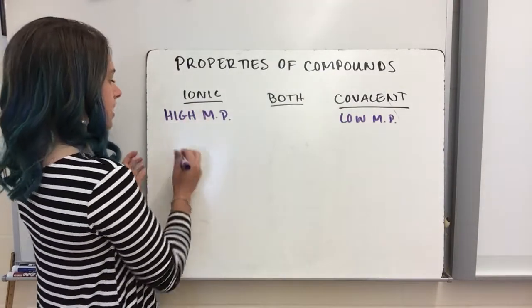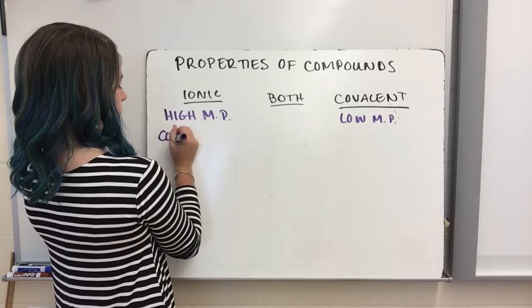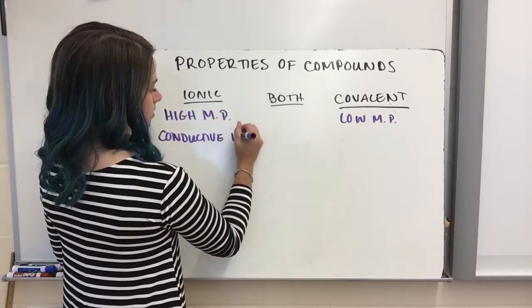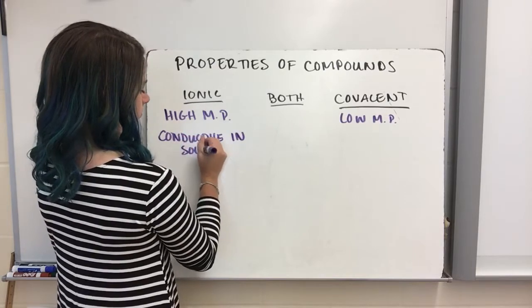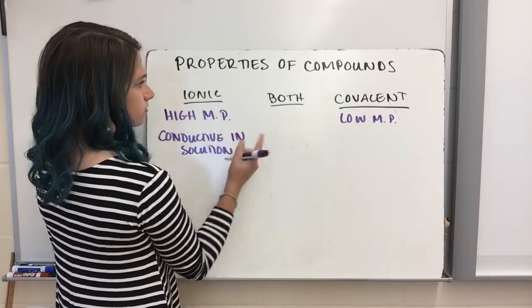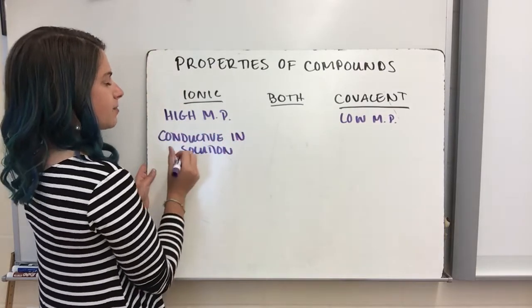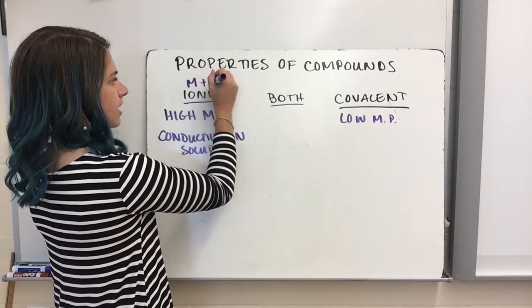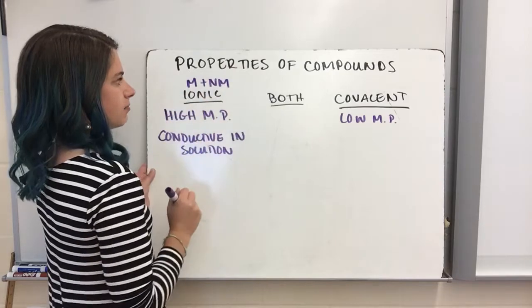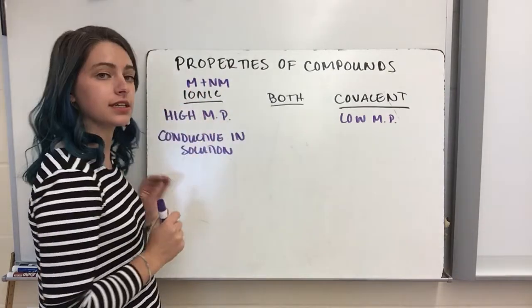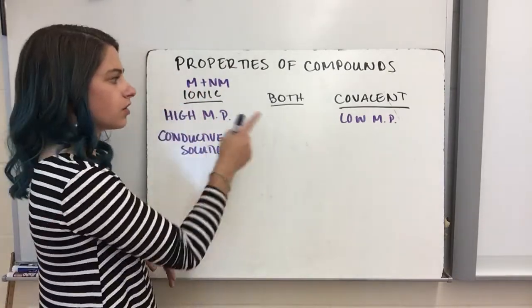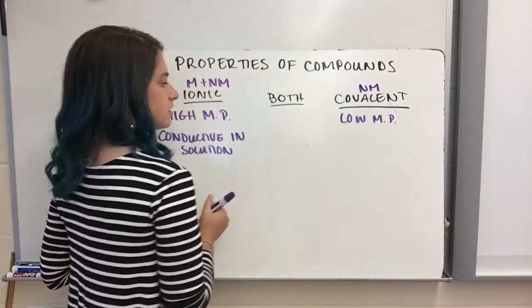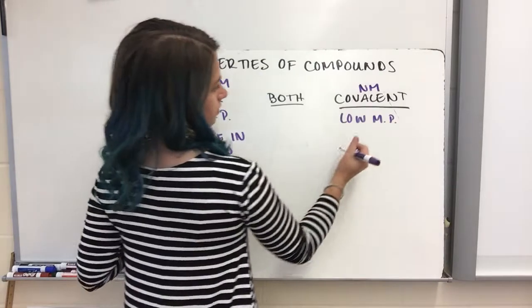So an ionic compound is conductive in solution. That's because ionic compounds have metals in them. So remember, an ionic compound is a metal and a nonmetal. So because it has a metal, that makes it conductive in solution. Covalent compounds, since covalent compounds are only nonmetal elements, are not conductive in solution.